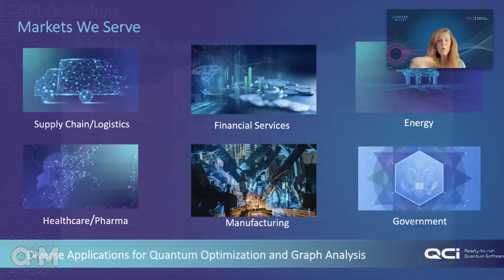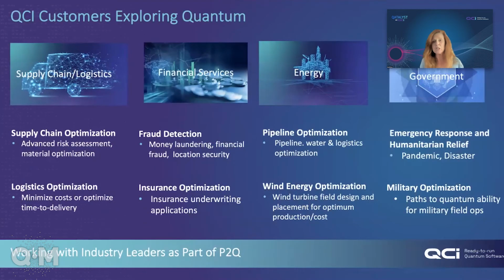All right. Now, we work in markets, as you would expect, where quantum optimization and community detection offer valuable insights to our customers. So let's talk about those applications. Obviously, supply chain optimization and risk assessment, as well as logistics optimization, have become top of mind. Risk assessment and supply chain, especially due to some of the COVID implications. In financial services, we work with fraud detection for everything from money laundering to credit cards, et cetera, and fraud. We also are optimizing underwriting services for insurance companies. In oil and gas, we do optimization for pipelines, for water, for logistics optimization.